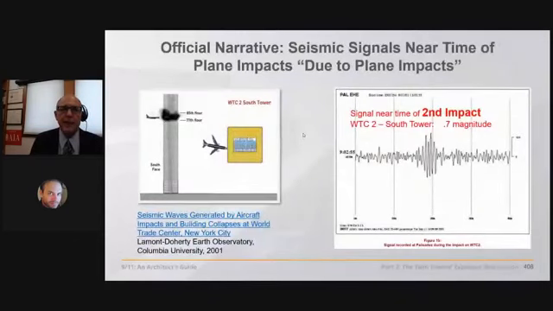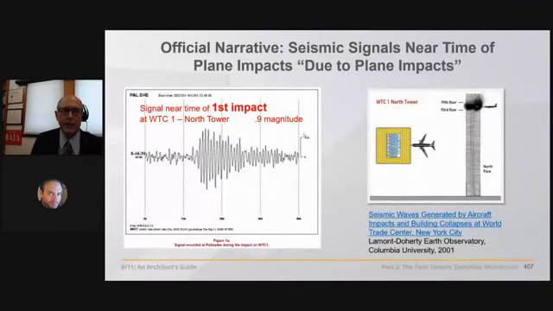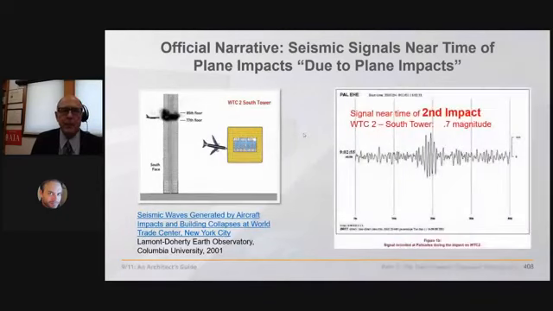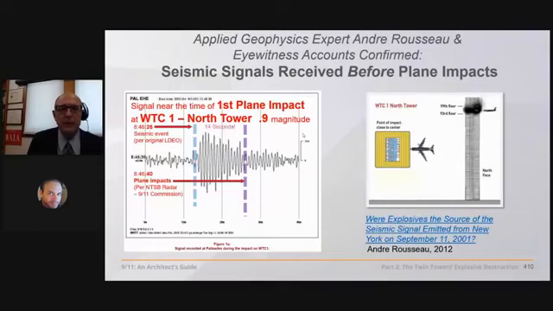The second impact at the South Tower produces a 0.7 magnitude. The first impact, a 0.9 magnitude at the North Tower. But we have some problems here. The seismic event occurs at 8:46 and 26 seconds. But the plane impacts don't happen for 14 seconds later in the North Tower. So how can the plane impact cause the seismic event?